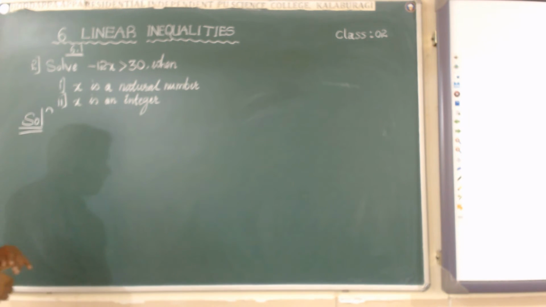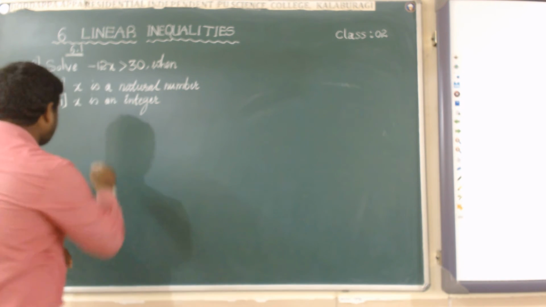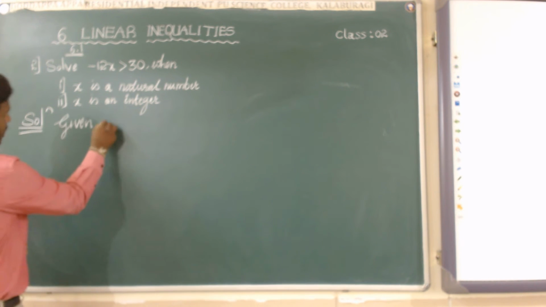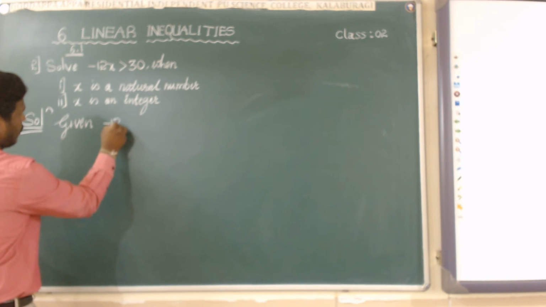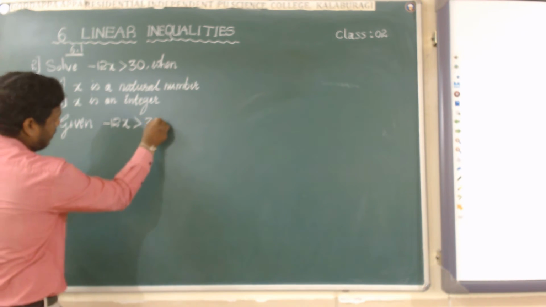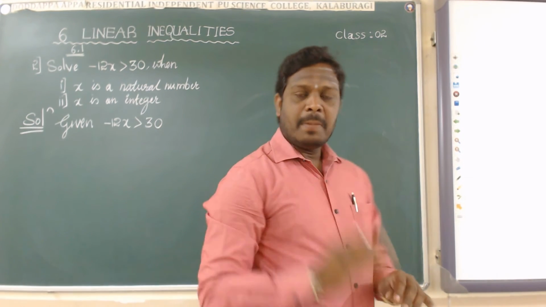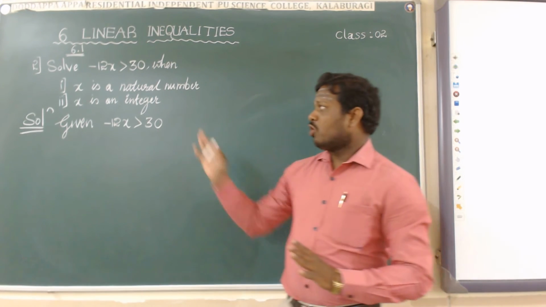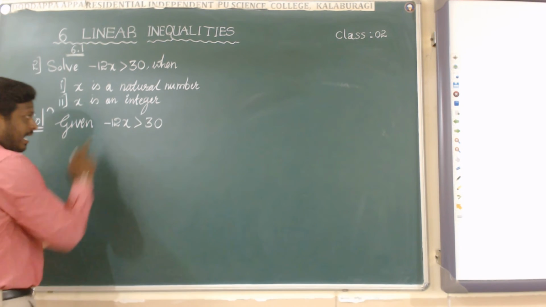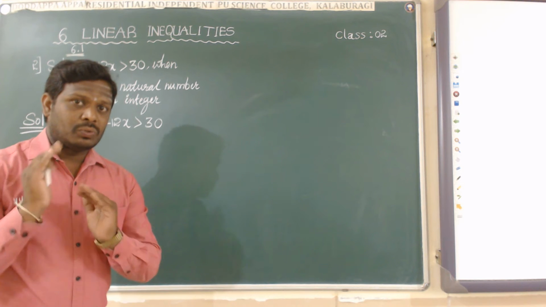I will write the given question directly here: minus 12x is greater than 30. Here the given question is minus 12x is more than 30. Now simplify until the x coefficient is positive 1 by the help of the two rules.